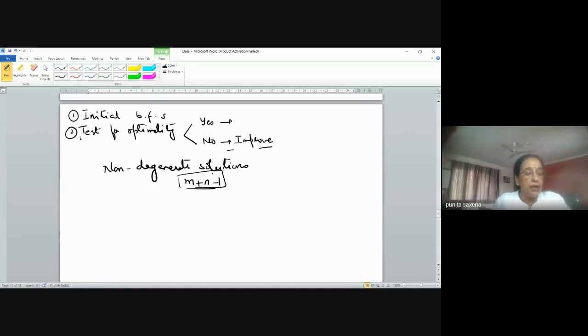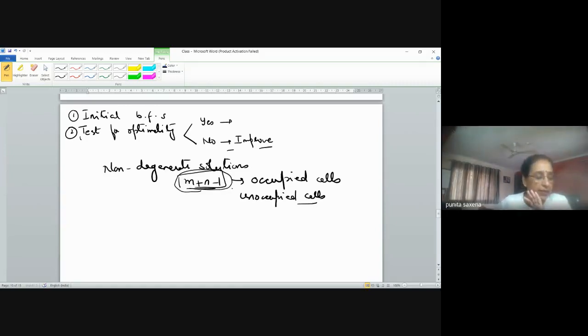So once we have a non-degenerate solution, that means we have m plus n minus 1 occupied cells. Now what do we have? When we have the initial basic feasible solution, the table you also have in front of you, you have two kinds of cells. Either they are occupied cells or they are unoccupied cells, right? Now, we want m plus n minus 1 of them to be occupied cells.